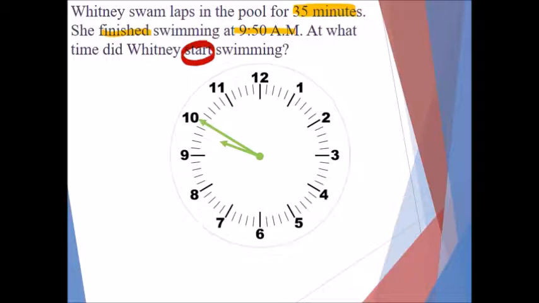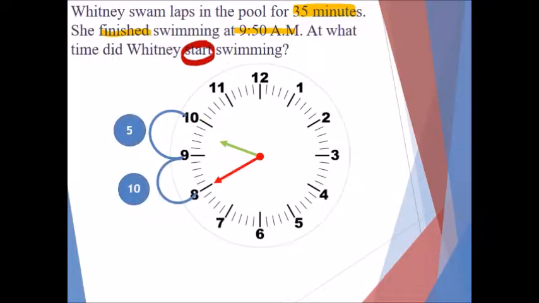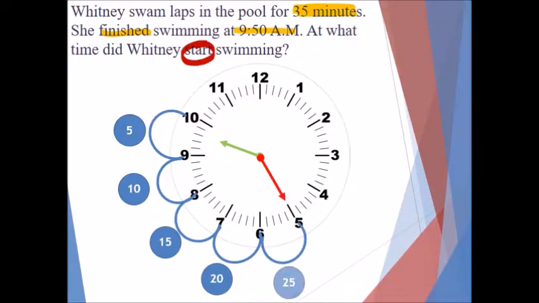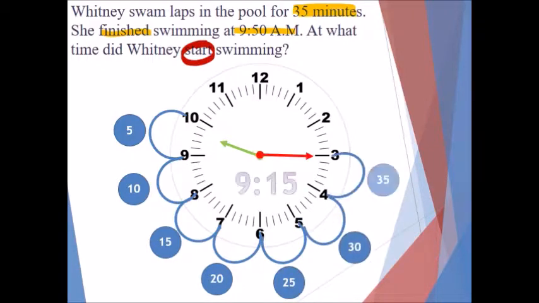This clock is showing 9:50. We will count backward by 5s 35 minutes to find the start time. Let's start counting. 5, 10, 15, 20, 25, 30, 35. Now the hour hand is between 9 and 10, and the minute hand is pointing at 3, so it's 9:15. Whitney started swimming at 9:15 a.m. Do you want to check your answer? Use another way.